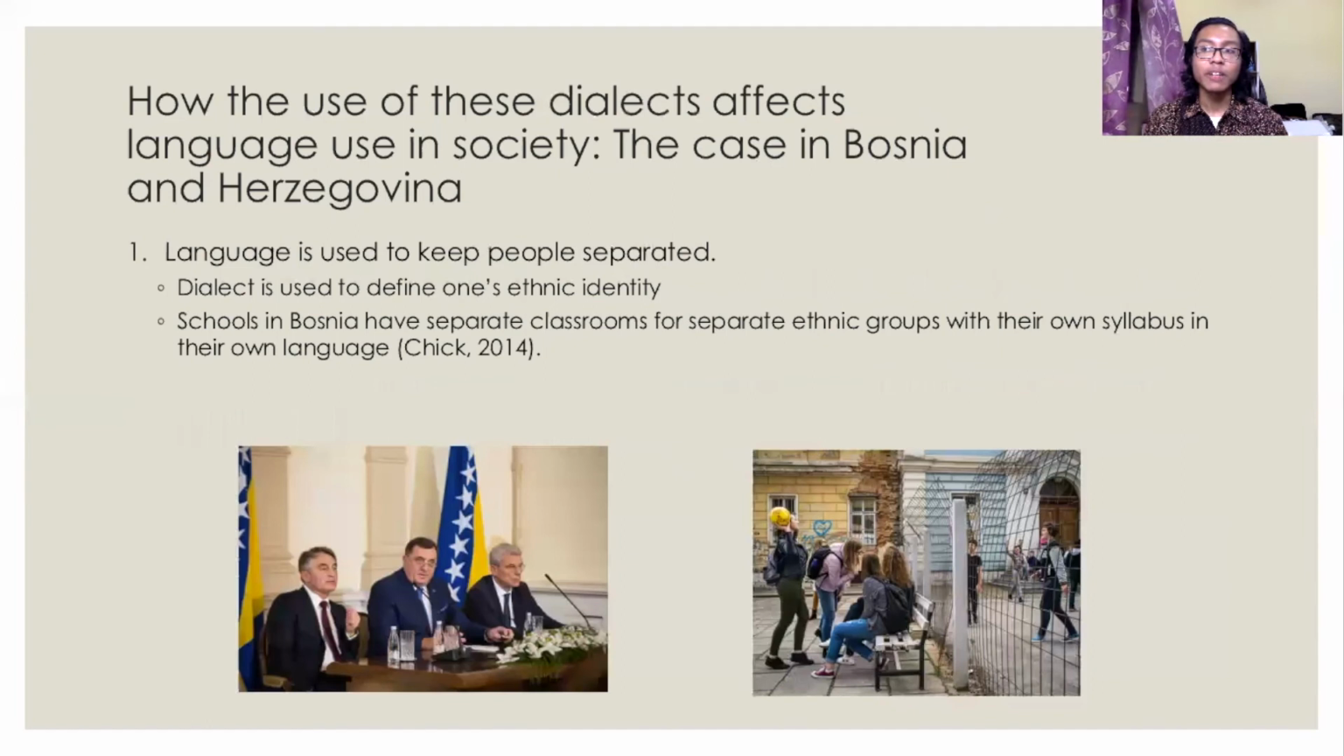Now, the first effect of language use in society with the usage of Serbian and Croatian is that language is used to keep people separated. It's because the language you speak is an identity, a component to manifest your identity. If you speak Croatian, you are Croat. If you speak Serbian, you're Serb. And eventually, schools in Bosnia have separate classrooms for separate ethnic groups with their own syllabus and their own language, which further divides society in very horrific ways.